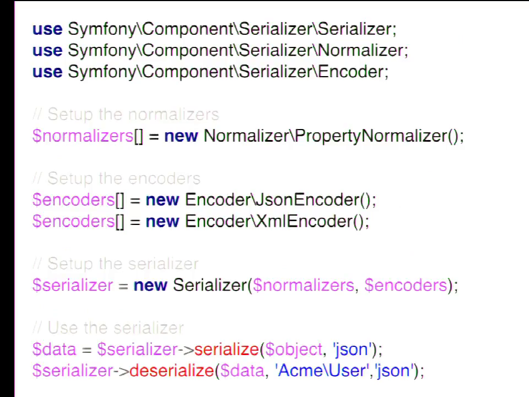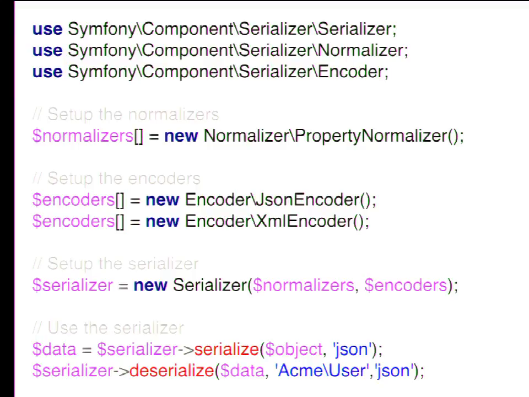So let's briefly see how that works. I assume that everybody is familiar with namespace syntax in PHP 5.3. So you start off with a few use statements, just to be able to use shorter class names in your code. Then you instantiate an array of so-called normalizers, then an array of so-called encoders, and you pass those in as the first and second parameter to the serializer.